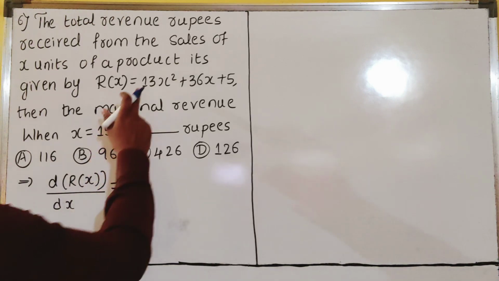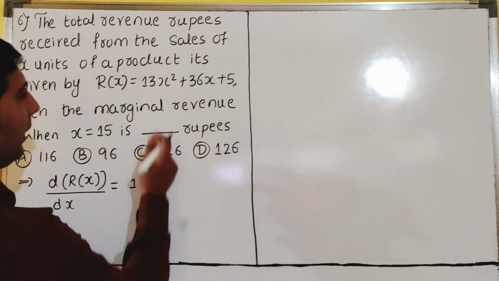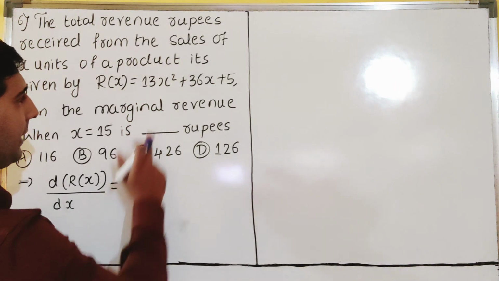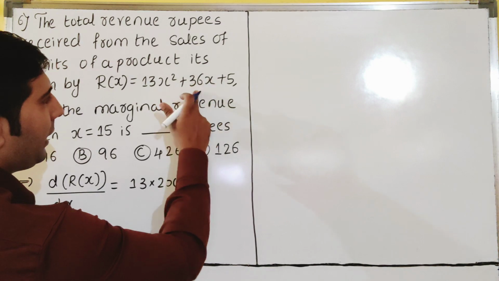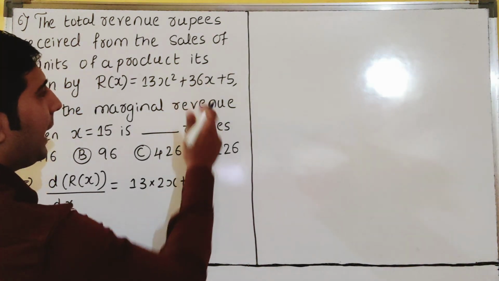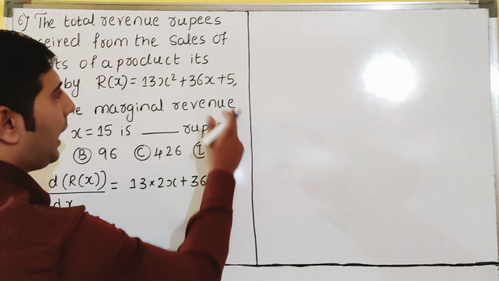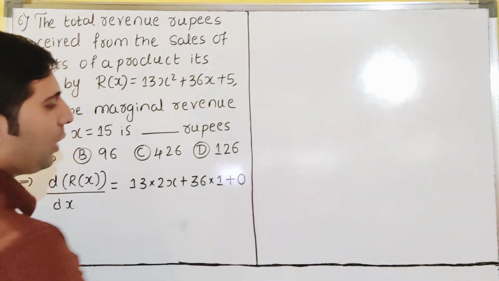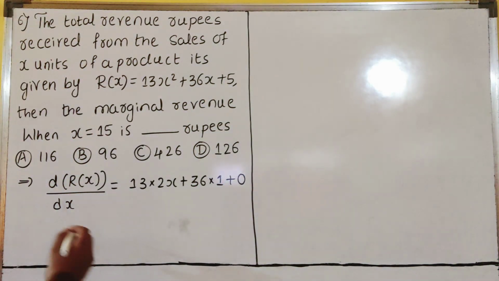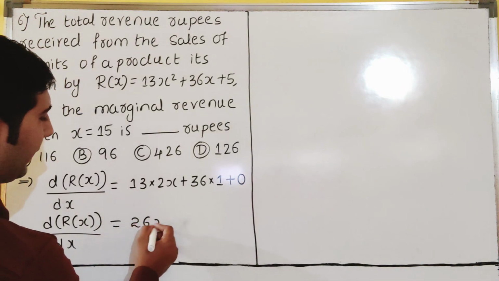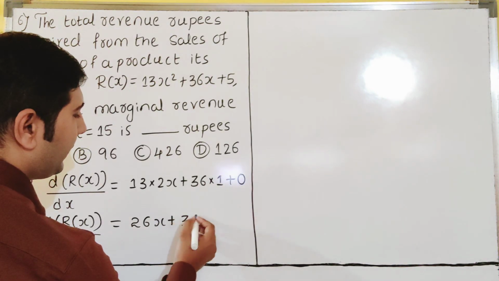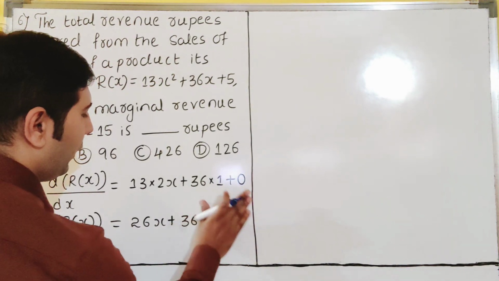So what will you get? You see, 13 is as it is. Constant into function, constant is written as it is. X square derivative is 2x. Same only, constant into function, constant is written as it is. Derivative of x is 1. 5 derivative is 0. Constant derivative is 0. So now how much will you get here? You see, d of R of x divided by dx. So 13 into 2 is 26x. 36 into 1 is 36, plus 0 will leave that one.